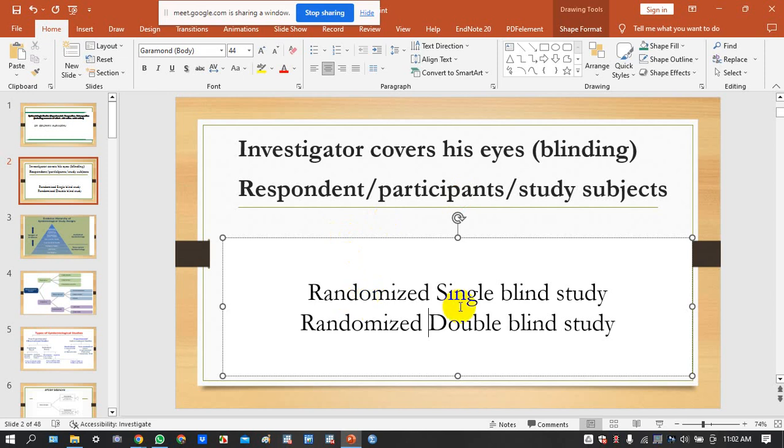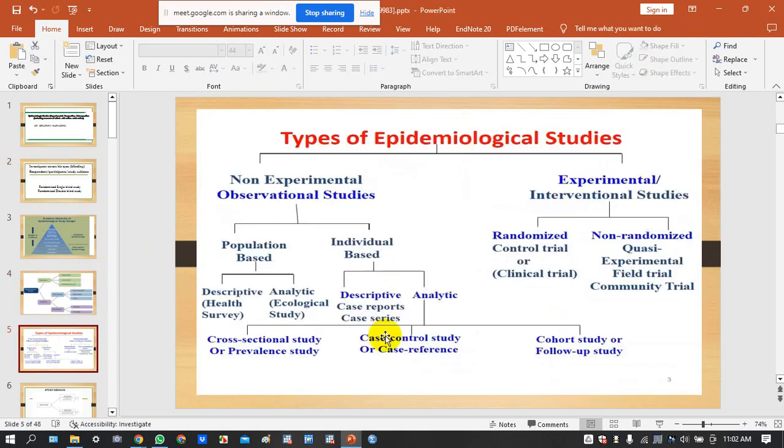So we have the randomized single blind study and randomized double blind study, or we call it double blind control study or whatever. So these ones are the experimental or interventional studies. So let's go here.